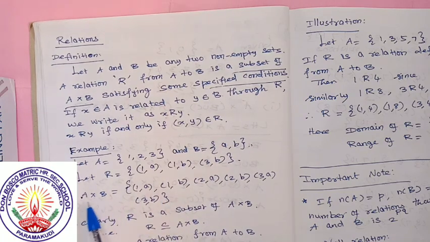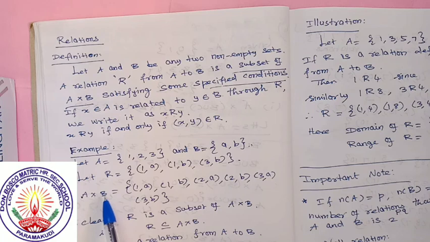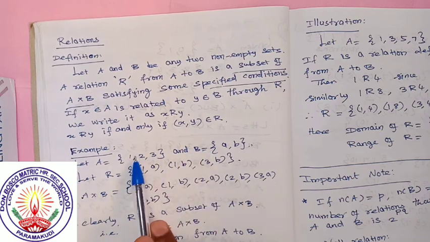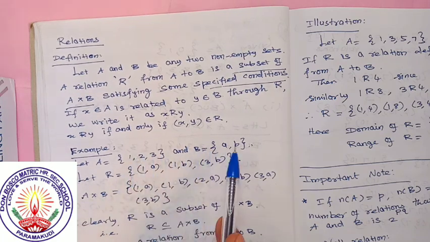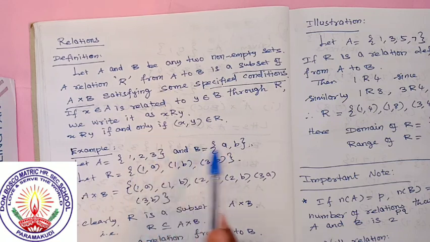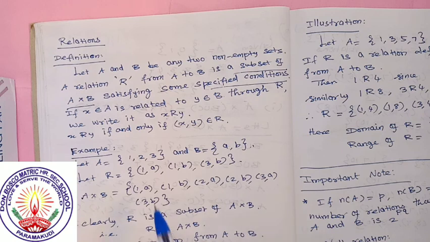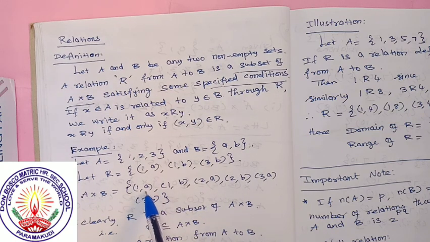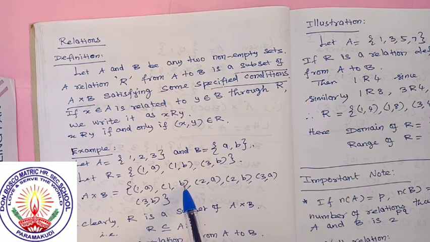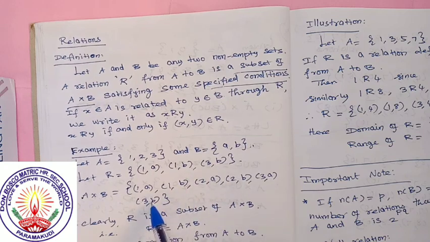And A cross B, what is A cross B? The Cartesian product of A and B. Write all the cross products: (1, a), (1, b), (2, a), (2, b), (3, a), (3, b) is the Cartesian product of A and B. Now see, (1, a) is an element of A cross B. (1, b) is also an element of A cross B. (3, b) is also an element of A cross B.